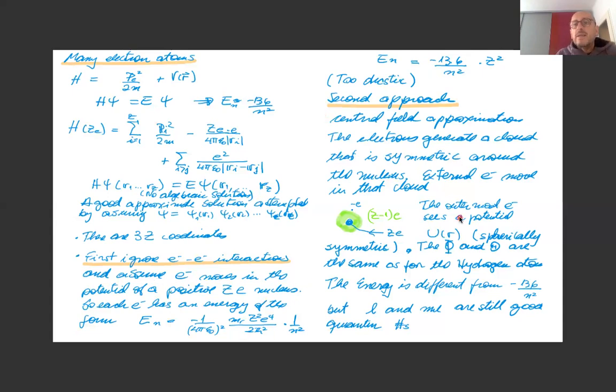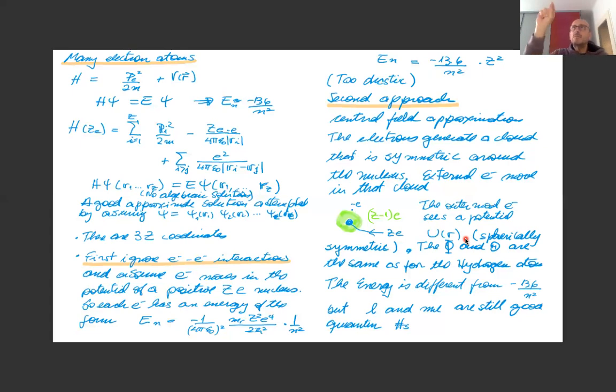The second approach is assuming a central field approximation. This second approach is fairly reasonable. You say, look, now we have many electrons, and I'm going to focus on one electron. There are some electrons living at a radius further away from the nucleus, so this electron is surrounded by a certain amount of charge. That surrounding charge, if it is spherically symmetric, won't have any effect on the energy of this electron. Only the charge within the inner sphere will have something to do with the energy of that electron.